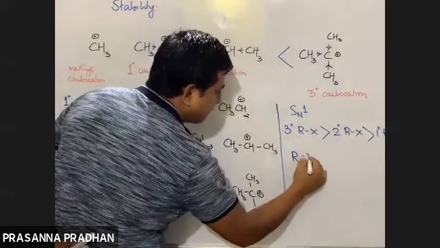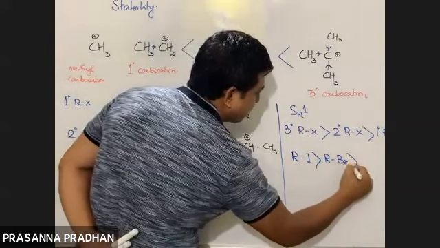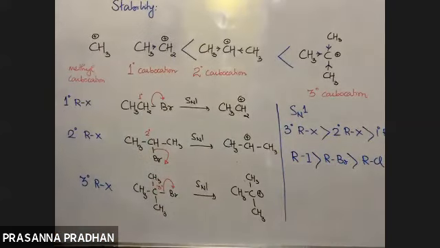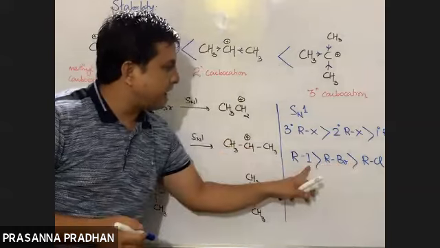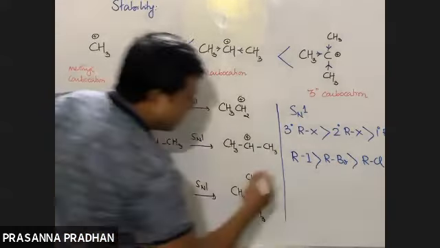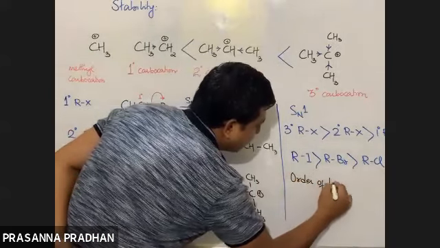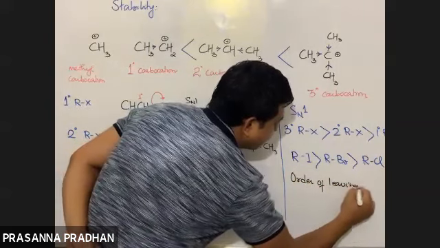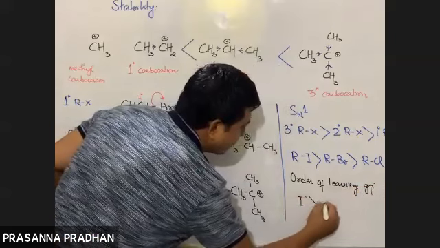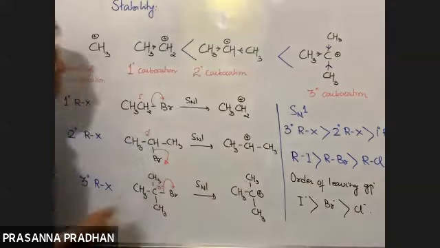Now, if the halides are different, remember the order of reactivity will be alkyl iodide the most reactive, followed by alkyl bromide, followed by alkyl chloride. So this is the order of reactivity if the alkyl group is the same, but the halides are different. Why? Because of the order of leaving group. What are leaving groups out here? Halides. So iodide is considered the best leaving group, followed by bromide, followed by chloride. This is the order of leaving group capacity.